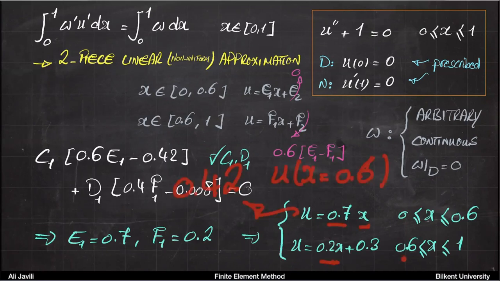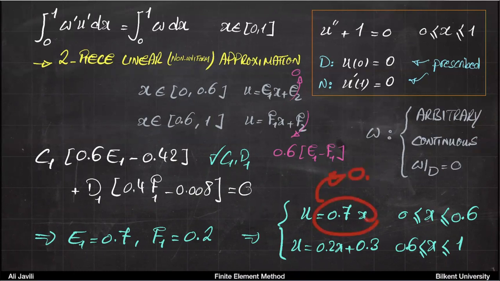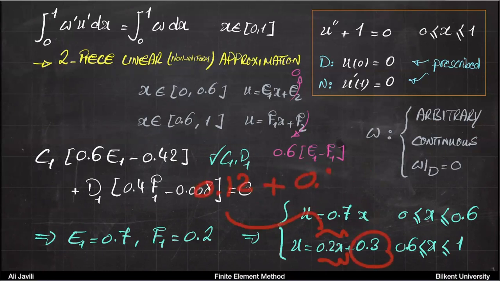Sorry. What is wrong here? Let me just check again. Yes, it's correct. Sorry. So this one gives you 0.42 at x equals 0.6. This one also, so this would be 0.12 plus 0.3. So that is also 0.42. Okay, so it's correct what I have written here.